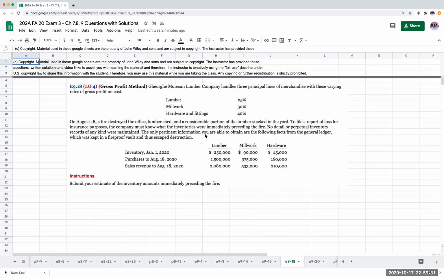The only pertinent information you're able to obtain are the following facts from the general ledger, which was kept in a fireproof vault and thus escaped destruction. So we've got lumber, millwork, hardware. Let's go through and take a look at this. The way we want to do this is basically figure out what our goods available for sale are, which is going to be our beginning inventory plus our purchases. So we've got lumber, millwork, and then hardware. So our goods available for sale.